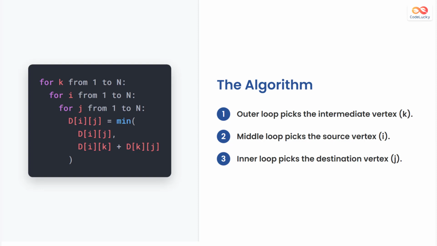Implementation is where Floyd Warshall really shines. It is incredibly concise. We use 3 nested loops. The outer loop iterates through every possible intermediate vertex, K. The inner 2 loops iterate through every source node I and every destination node J inside. We just apply the relaxation formula we just saw.